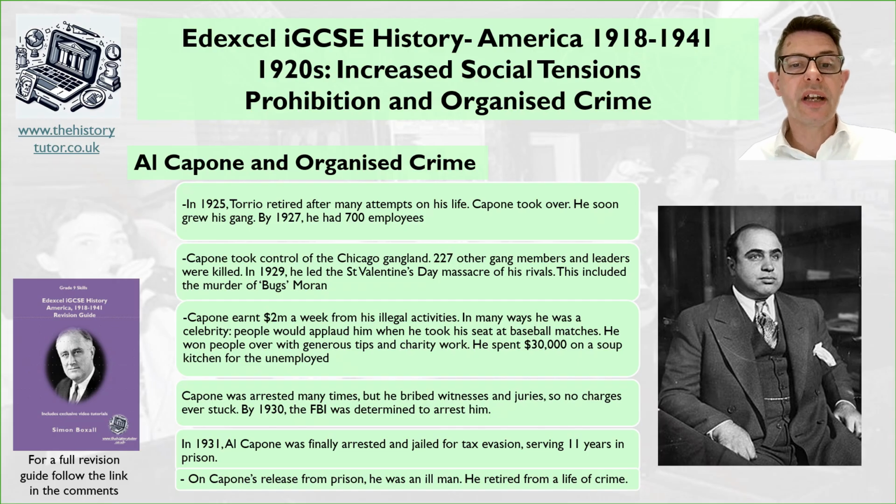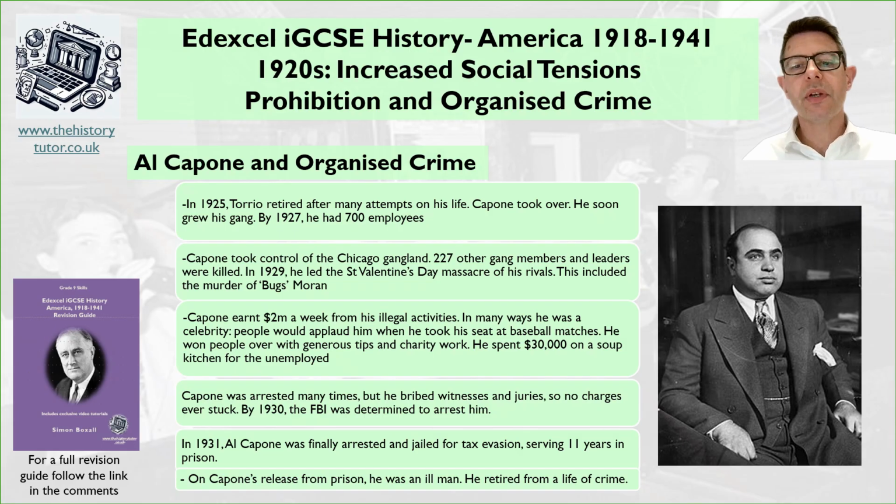In many ways, he was a celebrity. People would applaud him when he took his seat at baseball matches. He won people over with his generous tips and charity work. He spent $30,000 on a soup kitchen for the unemployed during the Great Depression. Capone was arrested many times, but he bribed witnesses and juries, so no crimes ever stuck.